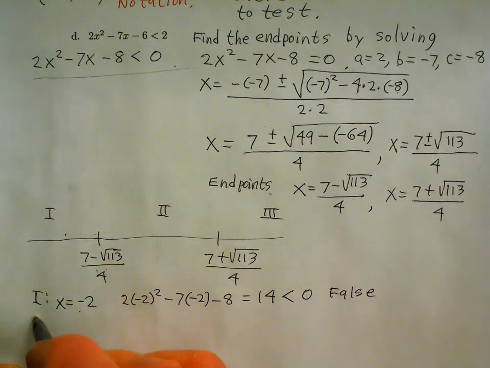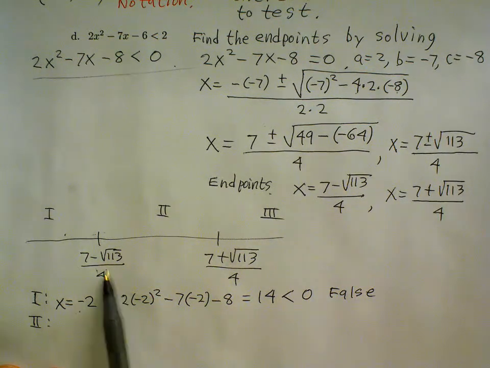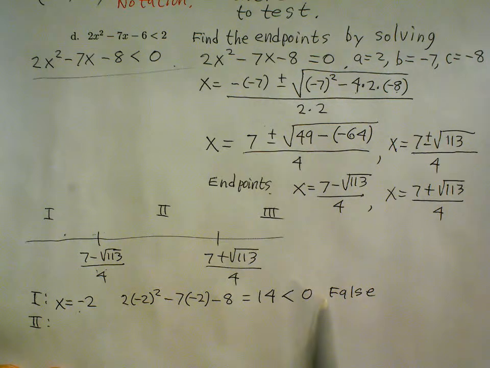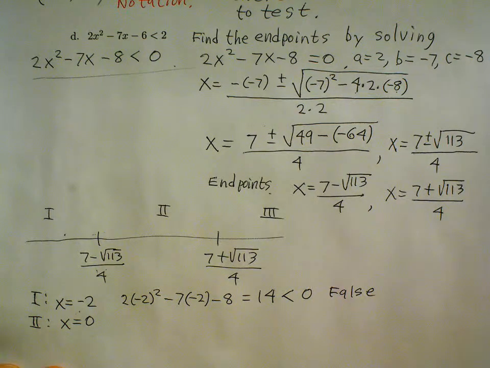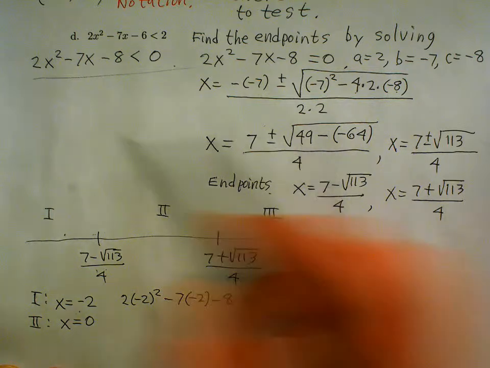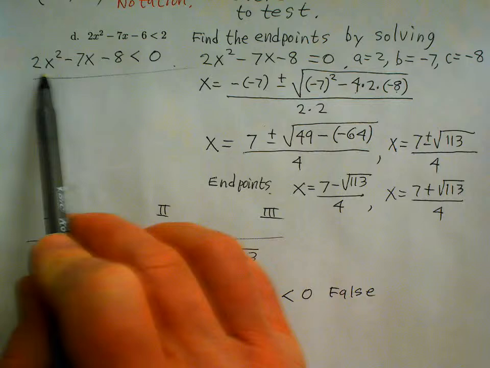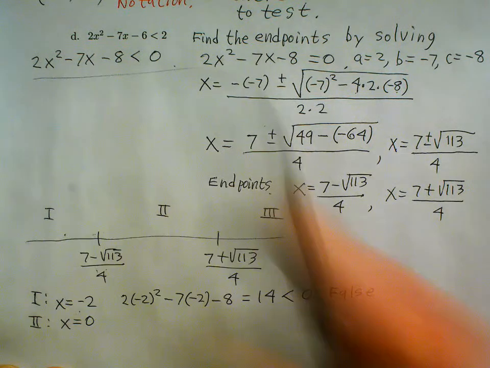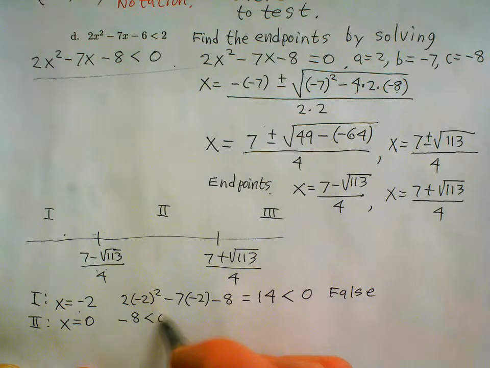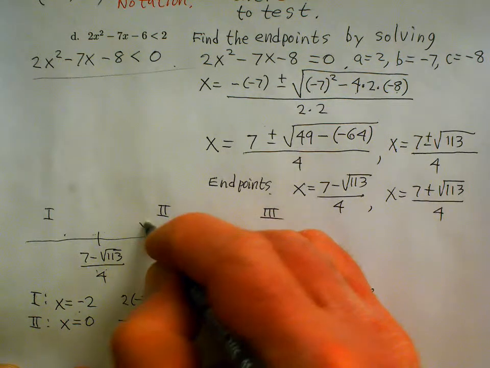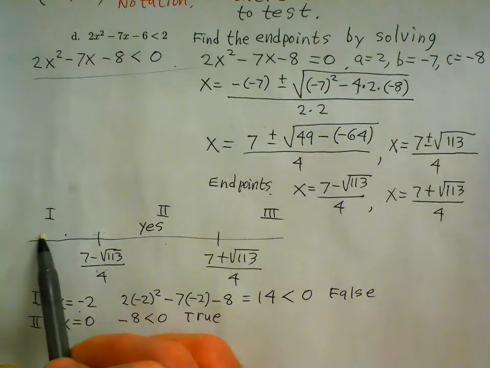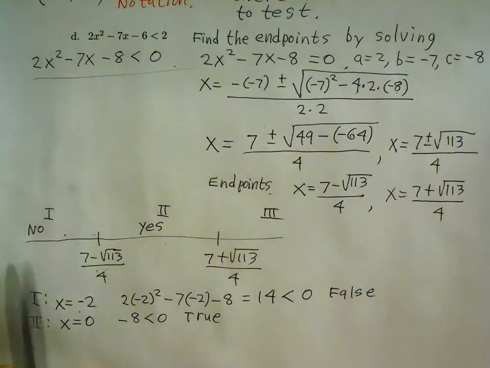In the second interval, since the left endpoint is negative and the right endpoint is positive, 0 is in the middle interval. So I can pick 0 to be the test point. And then in this inequality, if I replace every x with 0, I get -8 is less than 0, which is true. So all of the numbers in the second interval are solutions. None of the numbers in the interval on the left are solutions.